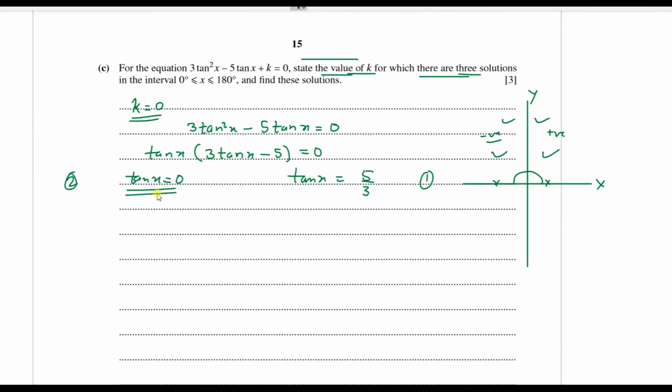So now from here you can write x is equal to tan inverse 0, that is going to be 0, and the next angle will be 180 plus 0, that is 180 degrees. So we got two results from here, and from this we will say x is equal to tan inverse of 5 by 3, and this is going to be 59.036 and so on. So we can write it as 59 degrees only. So the three solutions are 0, 59 degrees and 180 degrees. So I hope that is clear.